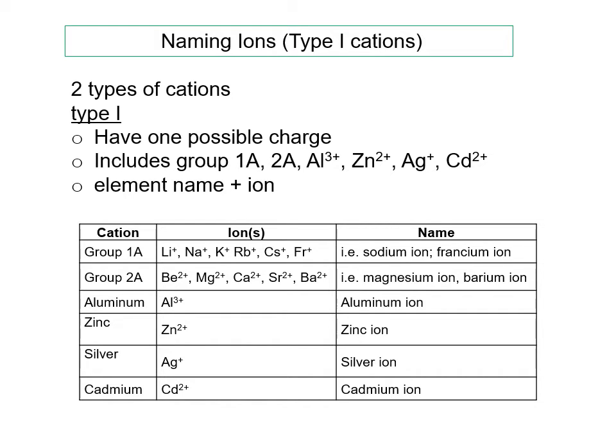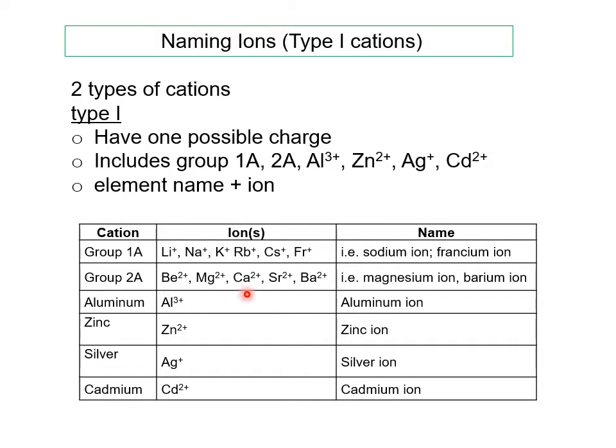The type 1 cations include the group 1A metals, so lithium, sodium, potassium, rubidium, cesium, and francium. All of the group 2A metals, beryllium to barium. Aluminum, which would like to have a charge of 3+, zinc, silver, and cadmium. So remember that the group 1A metals want to have a charge of +1. Their charge will always be +1, and they cannot have any other charges if they're part of a compound.